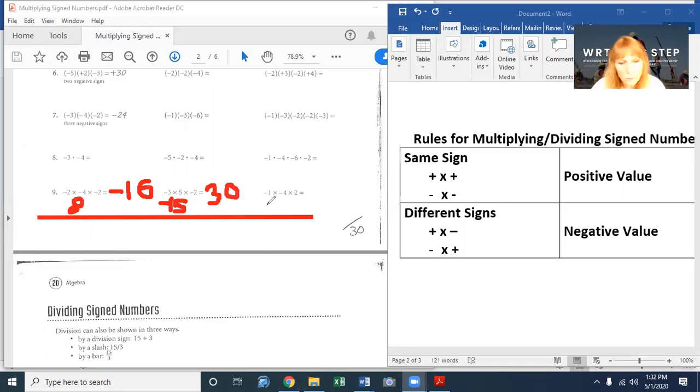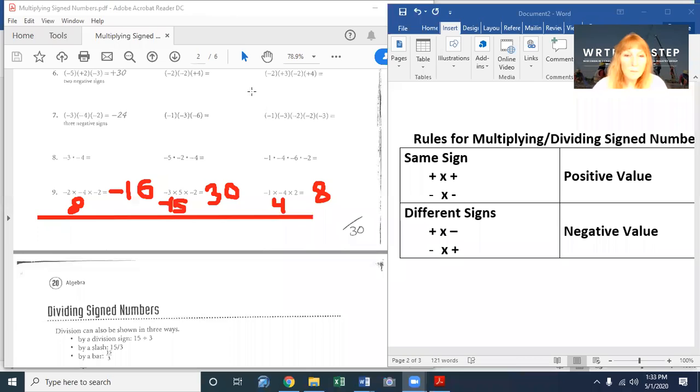And the last one in this row, we have -1 times -4. Same sign, positive value. And then we take the +4 and multiply it by the +2. Same sign, positive value. 4 times 2 is 8. Okay, so far so good.